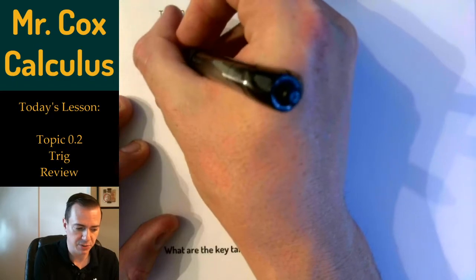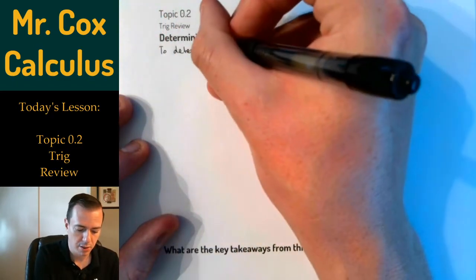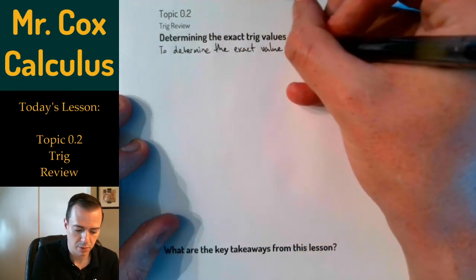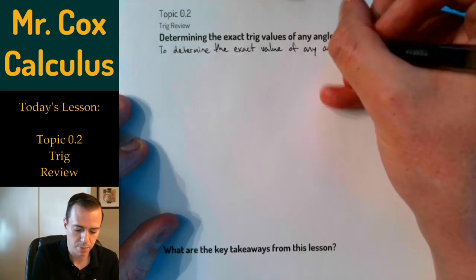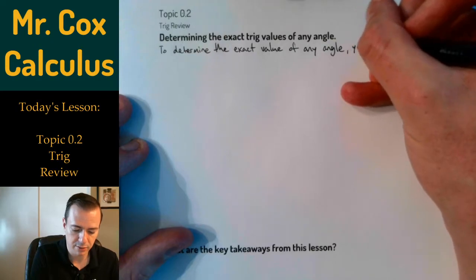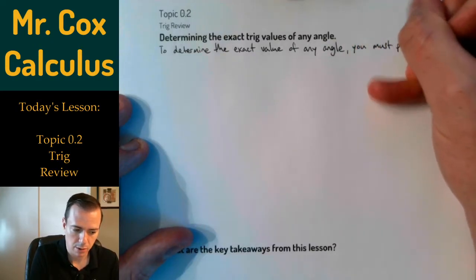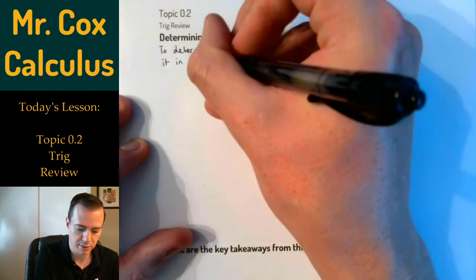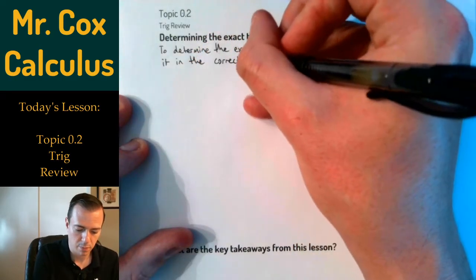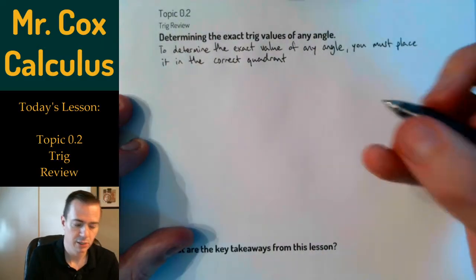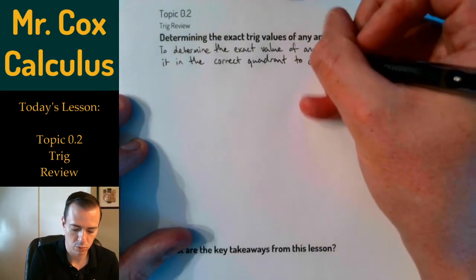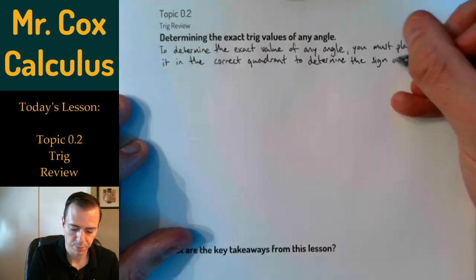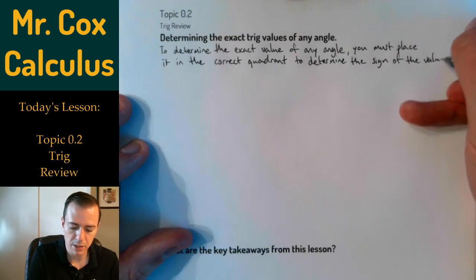And so when we do that, to determine the exact value of any angle, you must place it in the correct quadrant to determine the sign of the value. And that's really the key thing here.